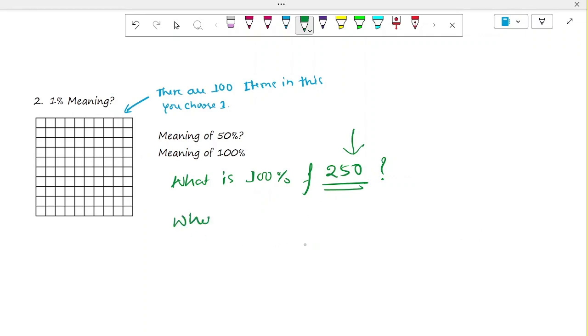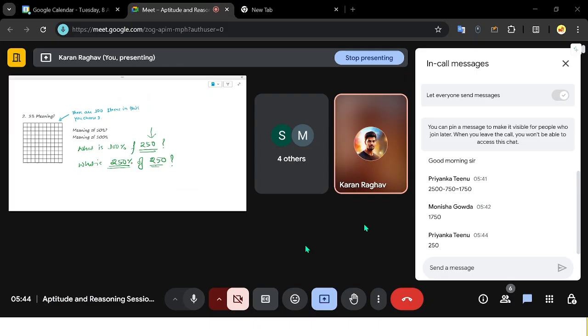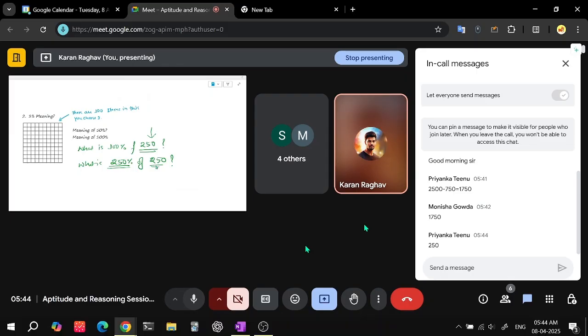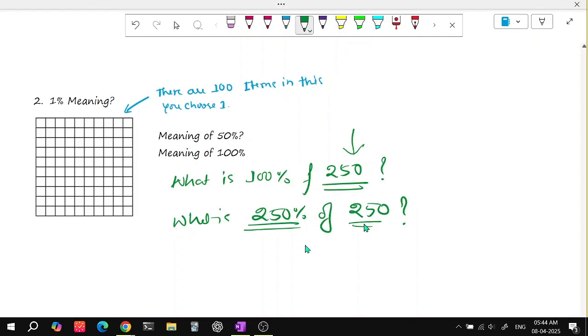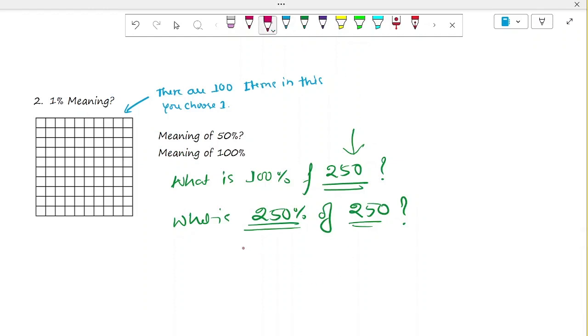Can you tell me what is 250% of 250? How will you solve this one? You can solve it by calculation or like that only. I'll explain without calculation. You see, this contains 100% plus 100% plus 50%. You should know what is the 50% of this.